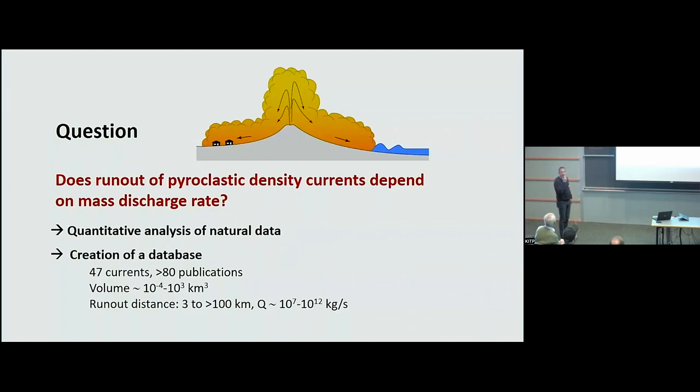So for this, we did a quantitative analysis of natural data, and we created a database gathering data of nearly 50 pyroclastic density currents described in more than 80 publications. The volume of the eruptions that generated these currents vary over 7 orders of magnitude and can be as high as 1,000 cubic kilometers. And the runout distance of the currents varies from about 3 kilometers to more than 100 kilometers. And the mass eruption rate varies over 5 orders of magnitude.